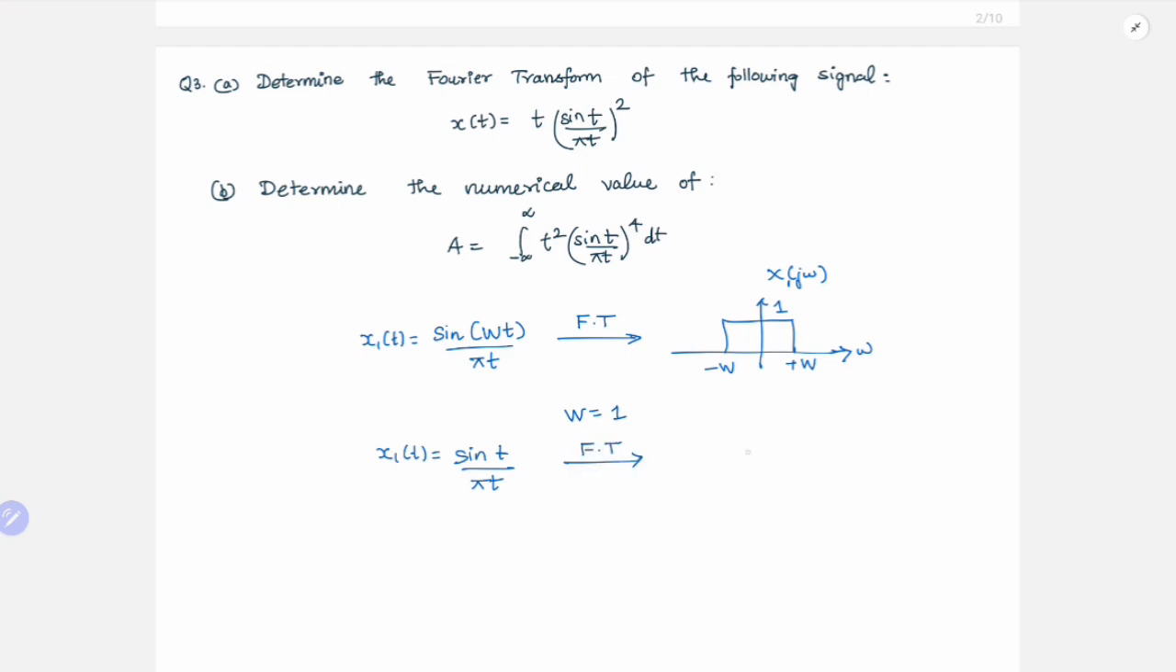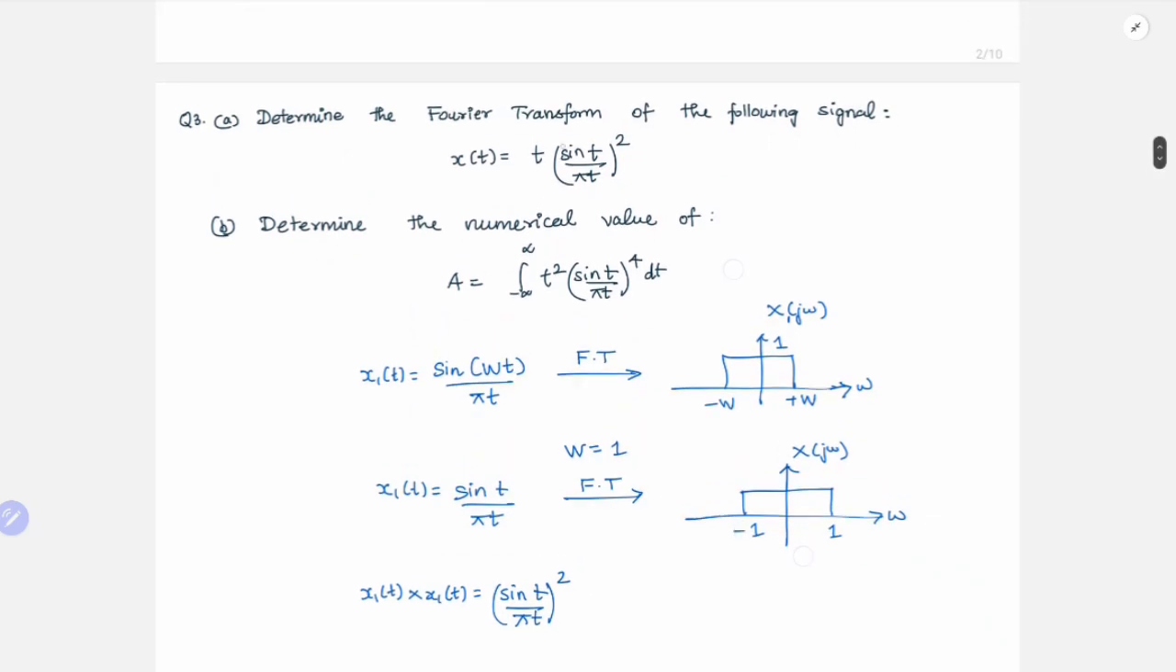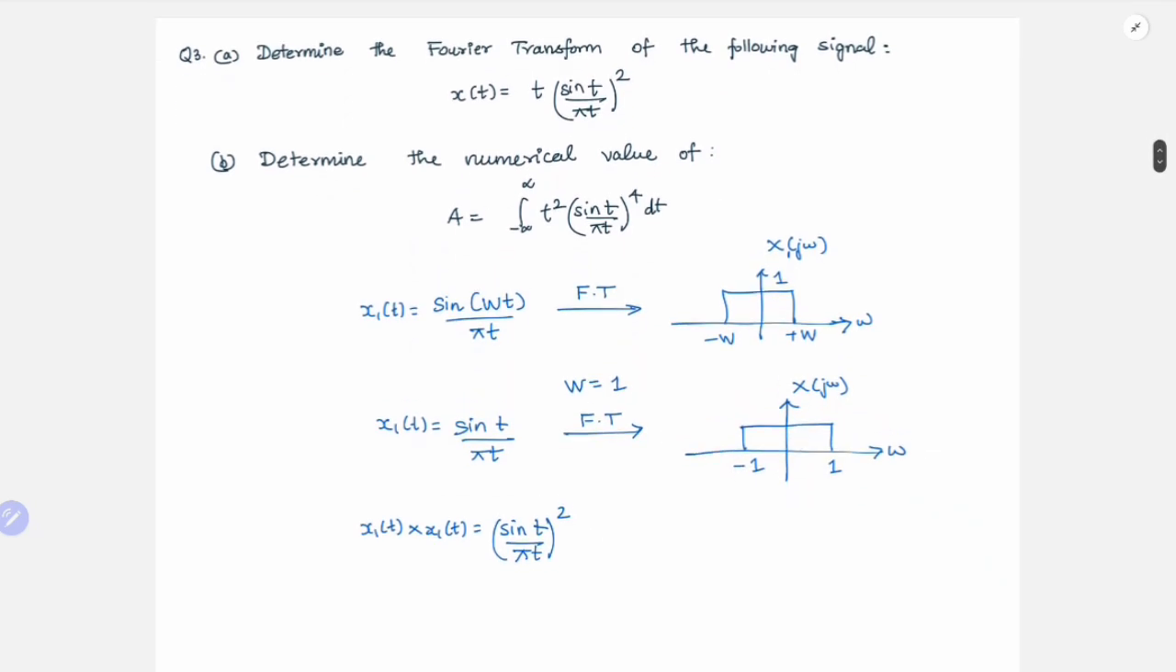So this has the Fourier transform X1 of j omega from -1 to 1. We have this, right? Now if I multiply this x1 of t by x1 of t, I'll get (sin t by pi t) whole square, right? I'll get this part of the equation.